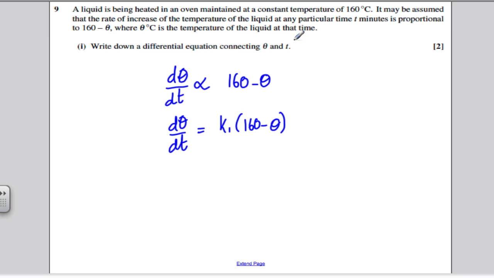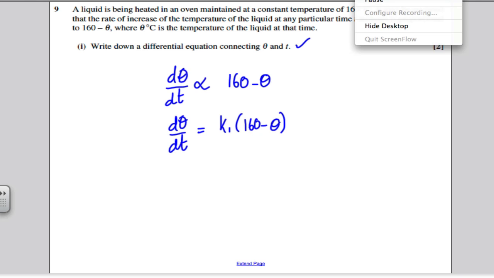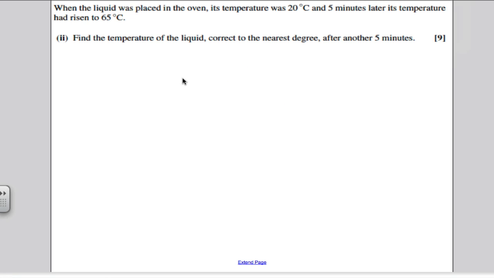Write down the differential equation connecting theta and t. I've done that here. Here's a differential equation. We've got theta, we've got dt in it. Okay, then moving on to the second part of the question.